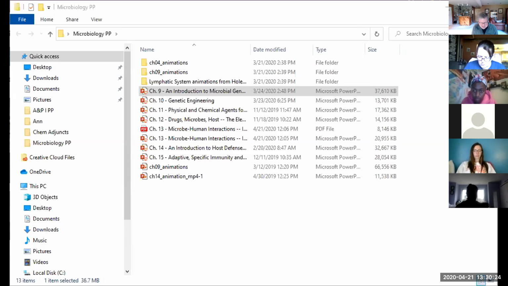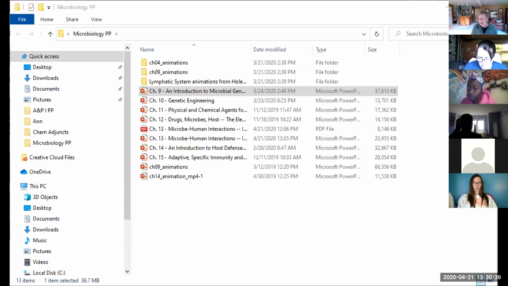And then the F minus becomes a what? If it gets the F factor plasmid, it can do what? It becomes an F plus cell. Right, it can construct the sex pilus.